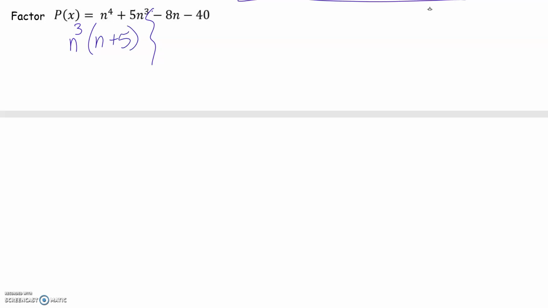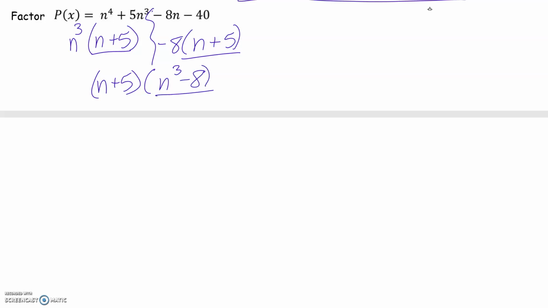Okay, and then out of these two terms we would divide out a negative 8. So what would be left is n, and then 40 divided by 8 is just going to give us a positive 5. And notice that these two terms are the same, so that would be n plus 5 in the first parentheses, and then n cubed minus 8. I can't stop there because I have a difference of cubes here, so I'm going to go ahead and move one more step further. This would be n cubed minus 2 cubed.